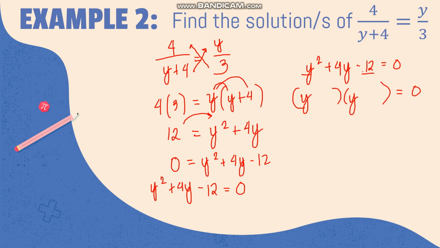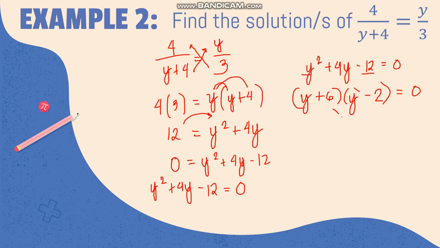For the last term, since it's negative 12, you have to identify factors wherein if you multiply, of course you will get negative 12, but if you add, you will get positive 4. So what can be the possible factors? We can have positive 6 times negative 2. Positive 6 times negative 2 will give you negative 12. And if you add positive 6 and negative 2, 6 plus negative 2 will give you positive 4. So that means our factors are correct.